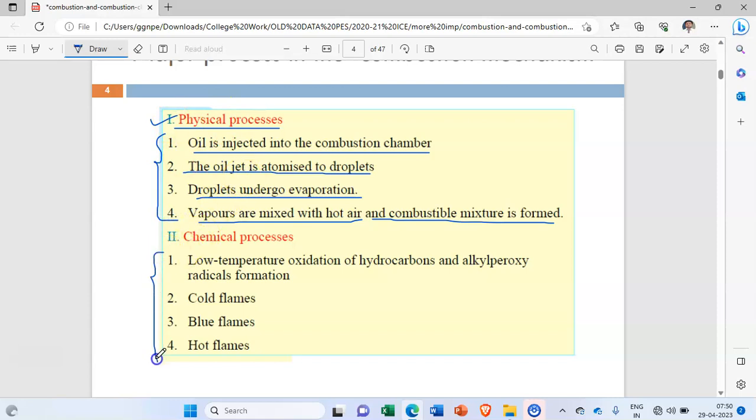And the second is called the chemical process. What is this chemical process? Low temperature oxidation of hydrocarbons and alkyl peroxy radicals formation, cold flames, blue flames, and hot flames. To fully develop these flames, some amount of time is required. So some time is required for the physical process, and some time is required for the chemical processes.